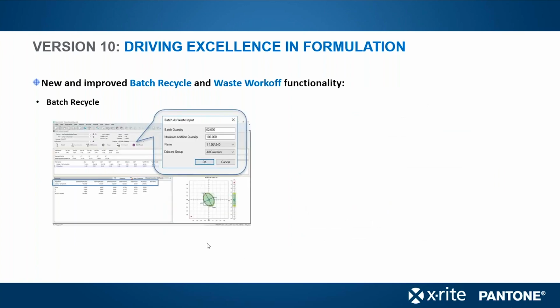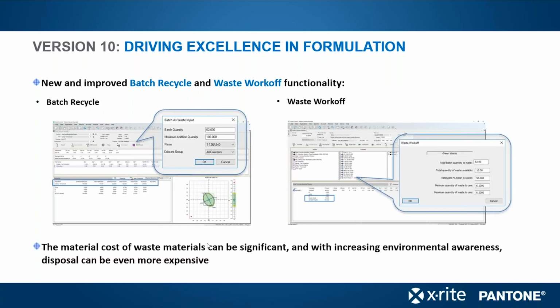We've significantly improved our batch recycle and waste work-off capabilities. So again, these two functions are related, but there's a little bit of a difference between them. Batch recycle is essentially, and I'll use a coatings example for this one, if you had a can of material and it was off color and you want to add something to that, but maintaining the restrictions of the can or the size of the container that it's in, and try and move that color to match something else. And so that's what batch recycle does.